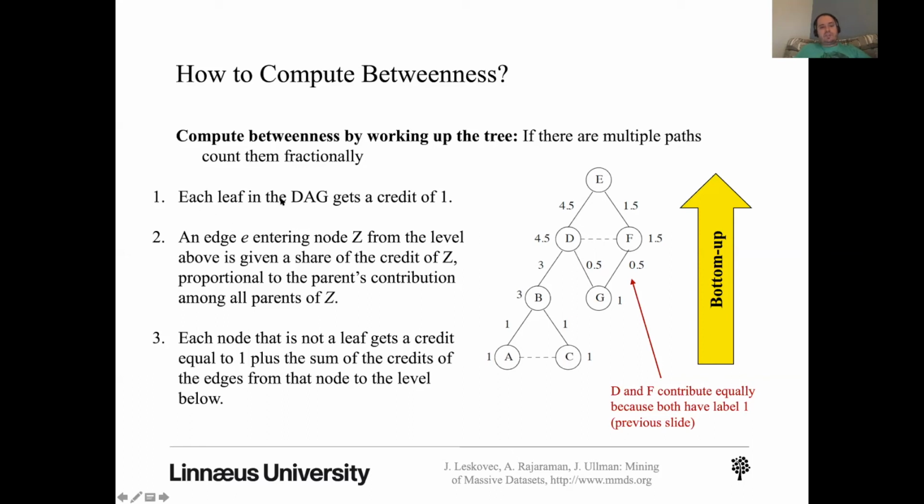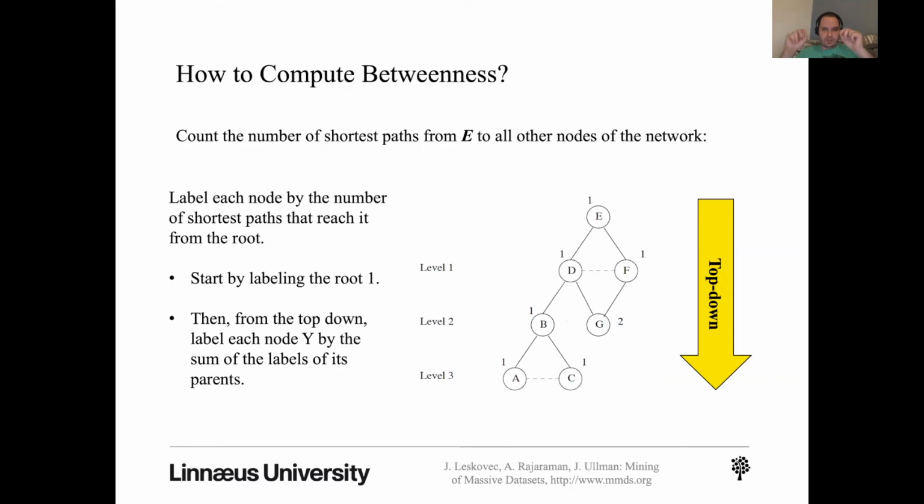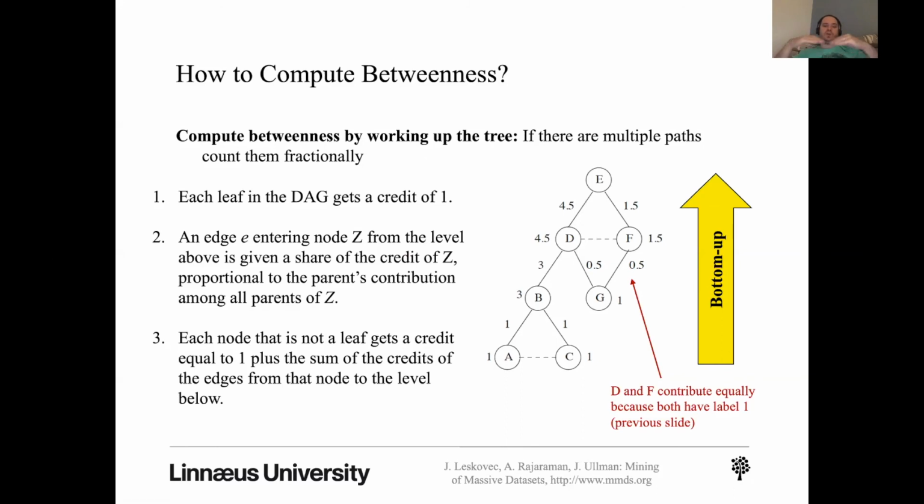And the first thing that we do is each leaf in the DAG gets a credit of 1. Now, credit is not the same as a label. I mean, we had to give them two names. So in this case, we are labeling the number of shortest paths. Right? This is one thing. And now we're going to start to assign credit. This is another thing, all right?